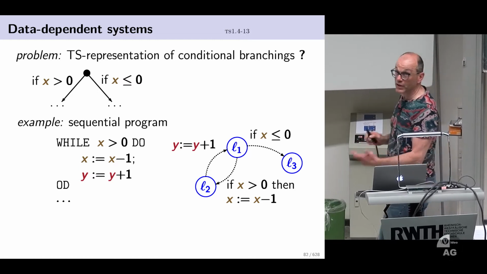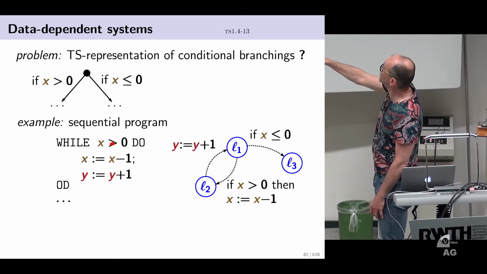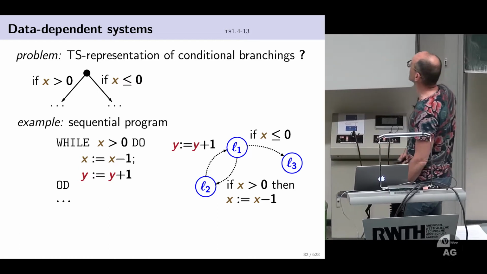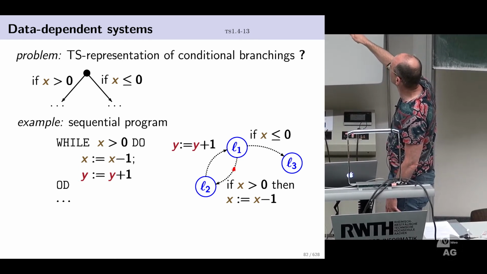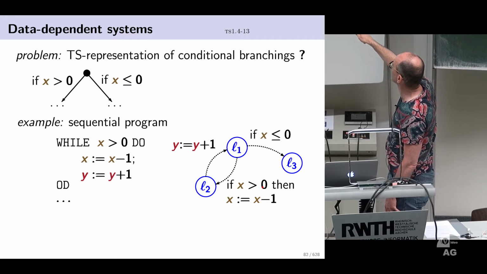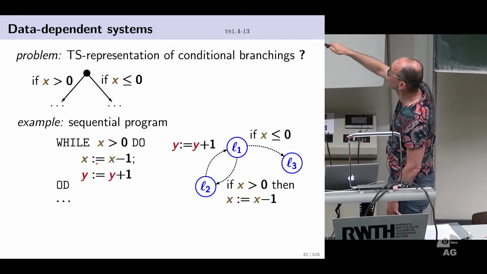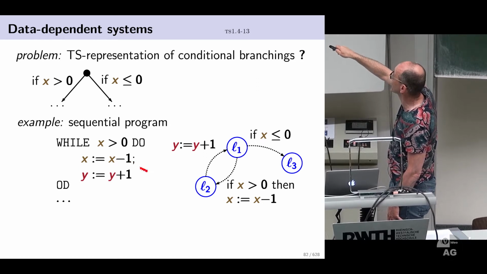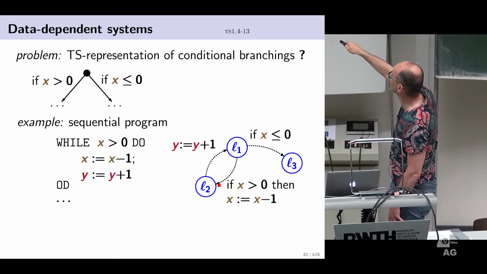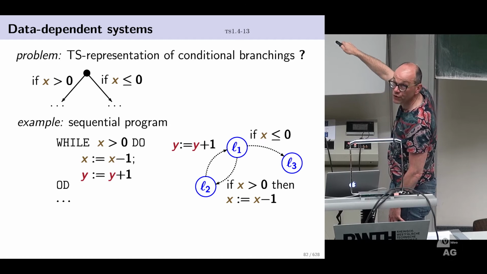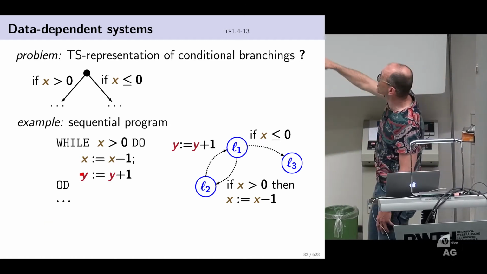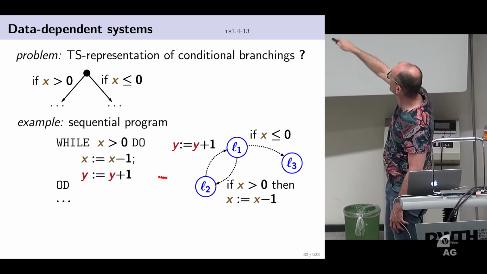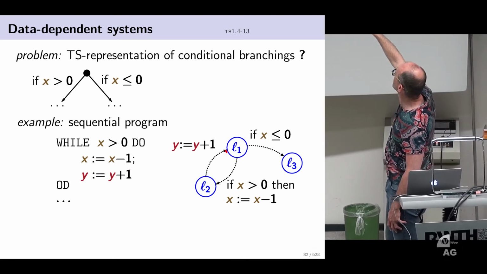However, if the guard holds, which means if x is strictly positive, then we can take this, and I'm going to introduce this edge. I'm going to say if x is larger than 0, then we're going to subtract 1 from x. So I'm already executing in this edge the first assignment in the loop. Then I still have to do the second assignment. So now I do the second assignment, I add 1 to y.